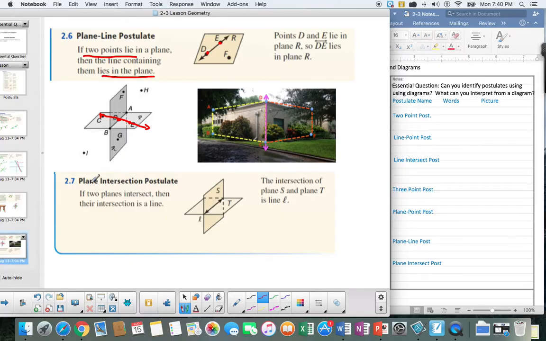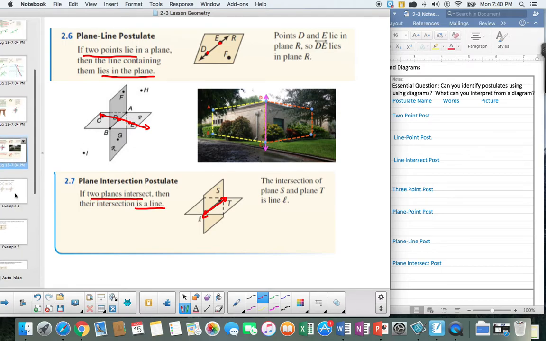The next one is the plane intersection postulate. When two planes intersect, and here's an example of two planes intersecting, then the intersection right here where they meet is going to be a line. And here's kind of a picture of a building where here's one wall and here's another wall, and you can see where the walls meet, those two planes meet, that intersection is going to be a line. Now we learned how to draw that. I hope you remember that.